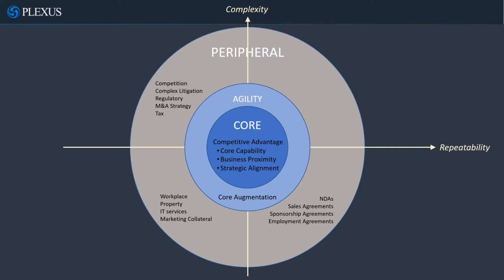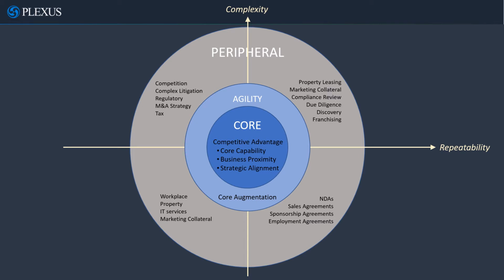On the right-hand side, we've got high repeatability, low complexity work. These are the real business process, operational tasks that happen all the time, and when they do, they're very low complexity. This is our non-disclosure agreements, sales and service agreements, sponsorship agreements, employment agreements, this type of thing.